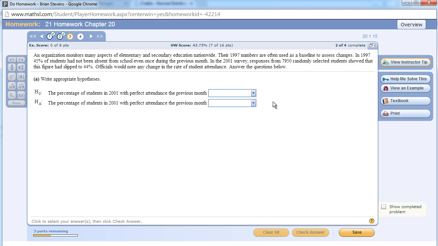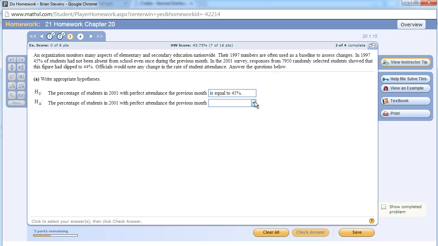Right here, we're looking at a school where the students with perfect attendance is 45%. With this in mind, their figure has slipped to 44%. The school officials will note any change. Our null will be that it is equal to 45%. Now it's very important you notice this is what we observed in the past. This is what we are observing now. So this is p hat. This is p naught because in the past this is what we observed, and we are now going to test this. This is the tested value. This is the sample value from 7,950 students.